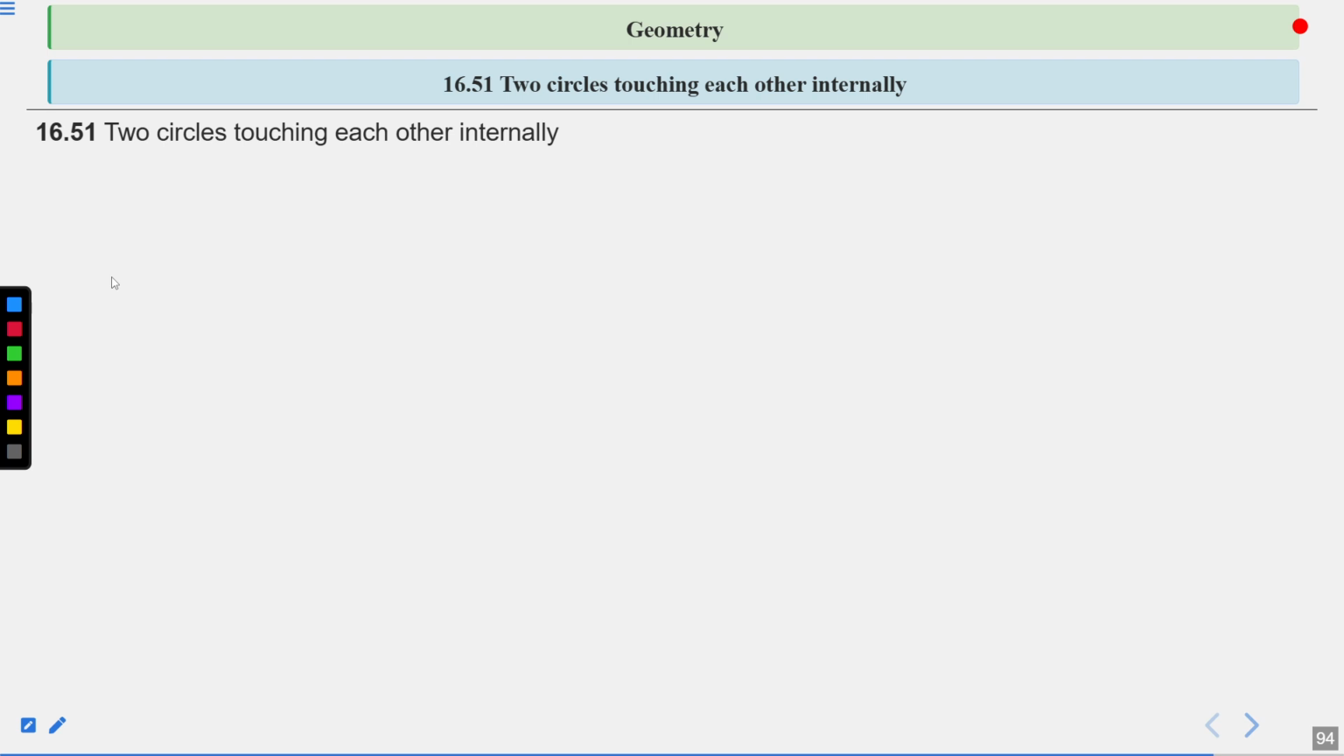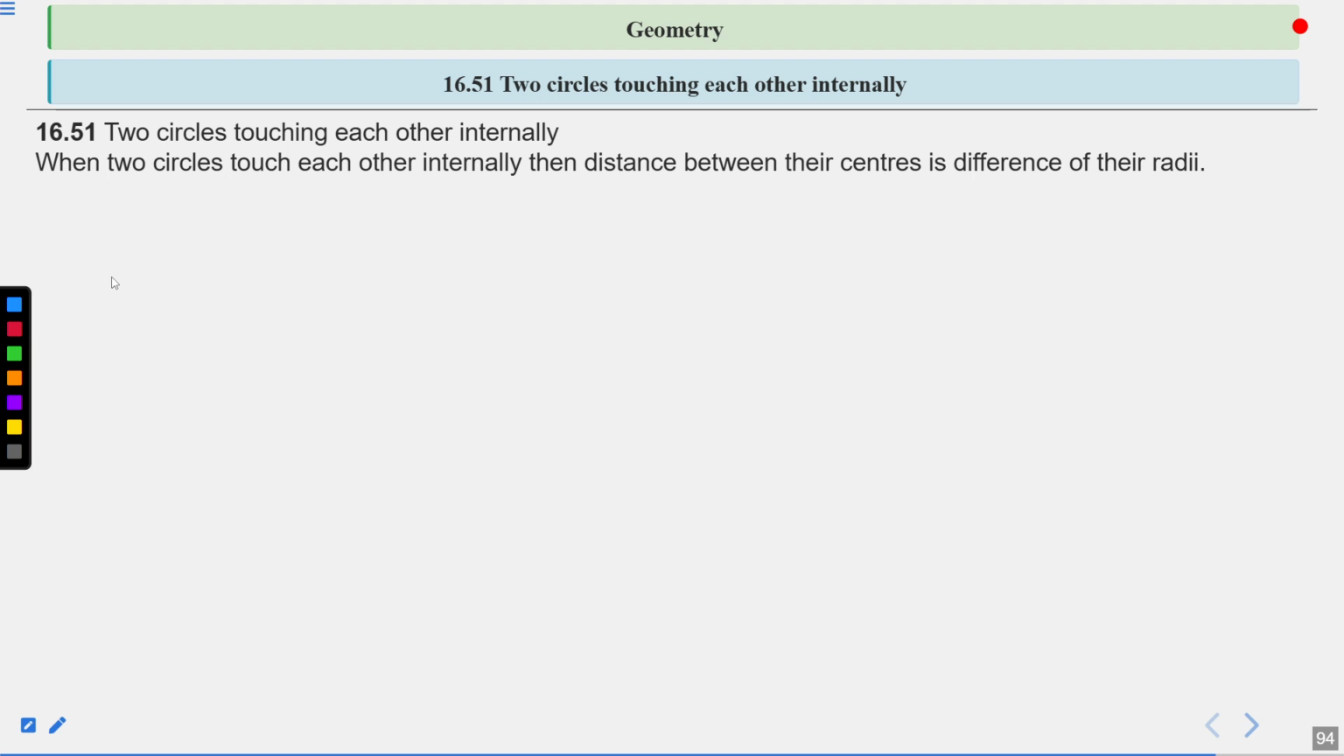Two circles touching each other internally. When two circles touch each other internally, then the distance between their centers is the difference of their radii. Now this is the diagram of two circles touching each other internally, and there is a common tangent.